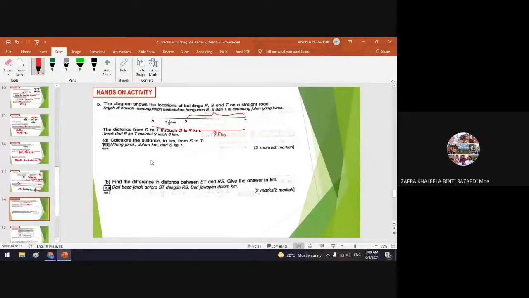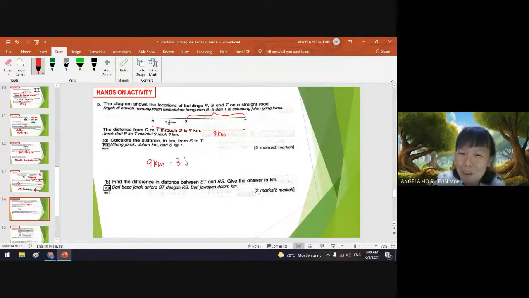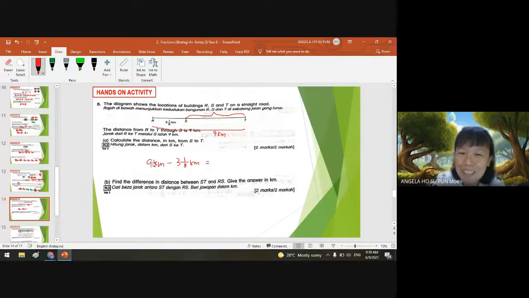Teacher, is it 5 7/8? Okay, let's see. 9 minus 3 1/8 kilometers. Just now, what is your answer? 5 7/8, I think so. Why? You see, look at here. You don't have any fraction to minus the fraction at the back. So you have to regroup from 9. Take out 1 from the 9, you have 8. The one that you take out, you see the denominator here is 8, so I'm going to make it become 8/8.